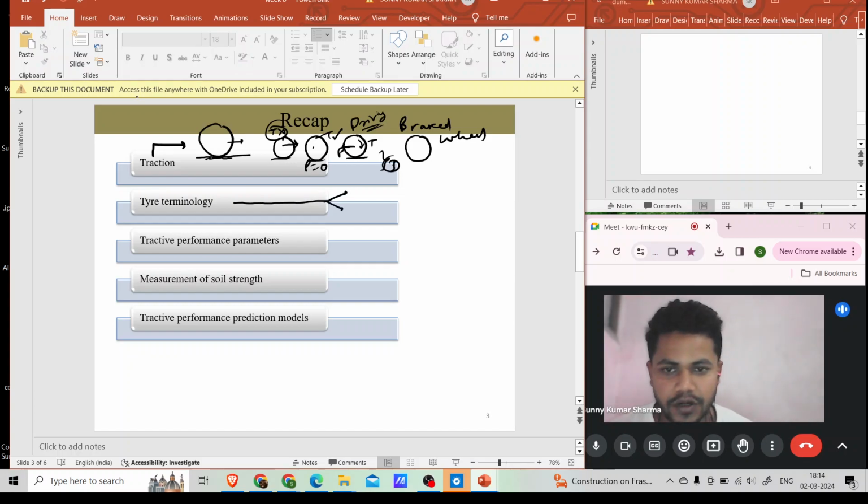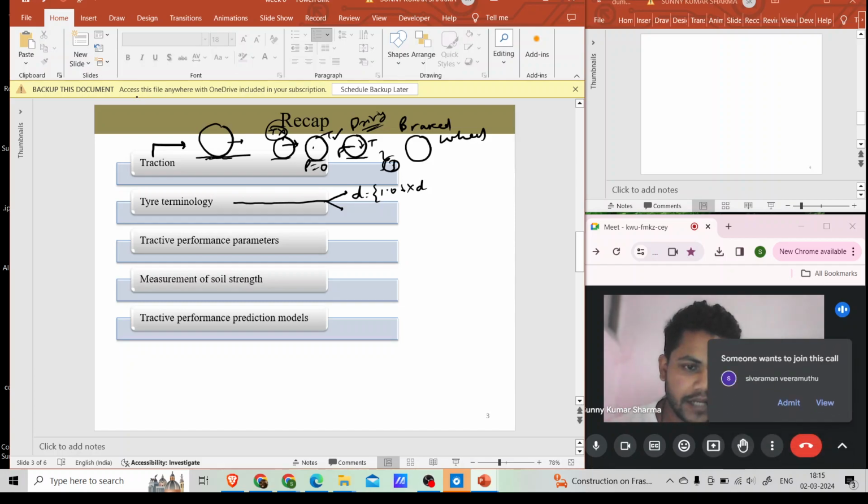on which we discussed how to calculate the overall diameter of a tire. The formula of overall diameter was 1.06 into the rim diameter, which is designated on the tire.